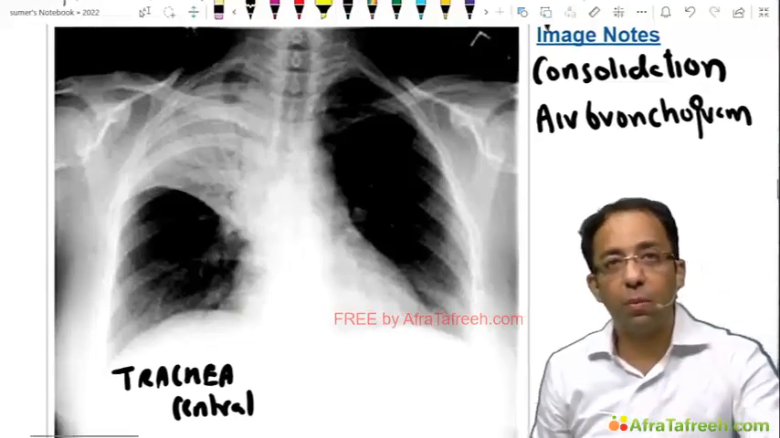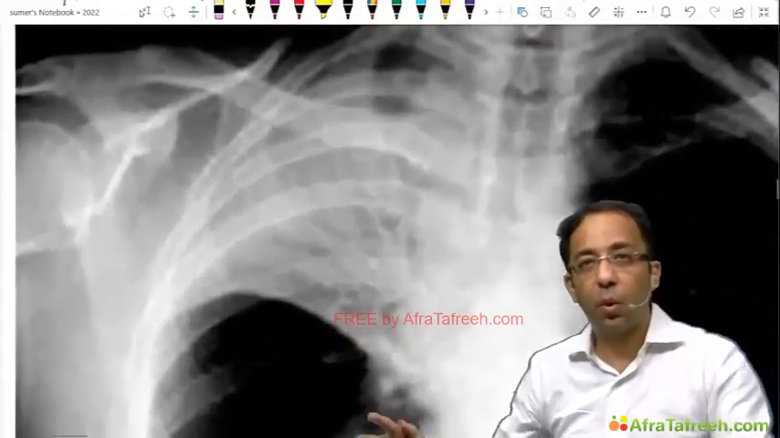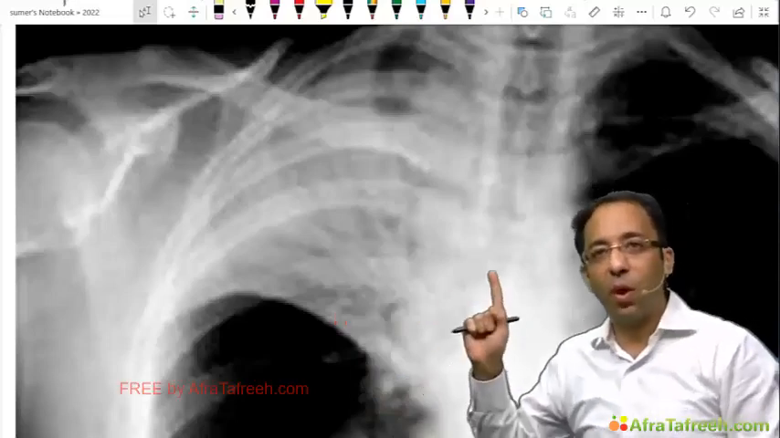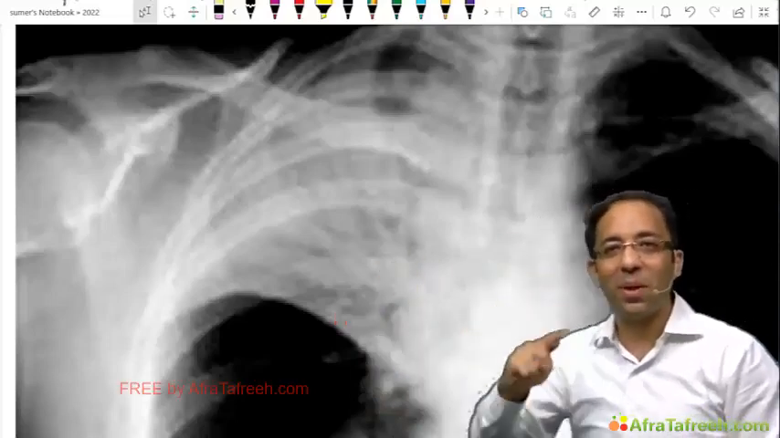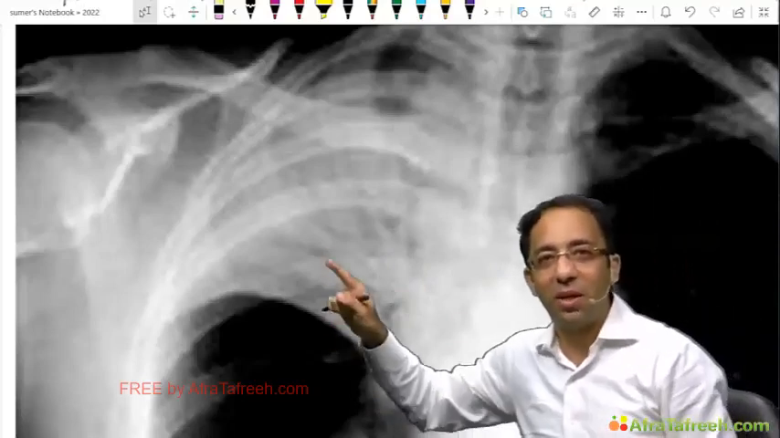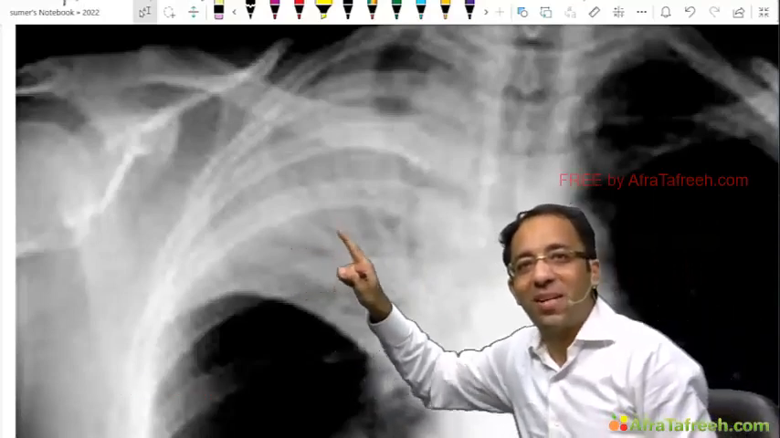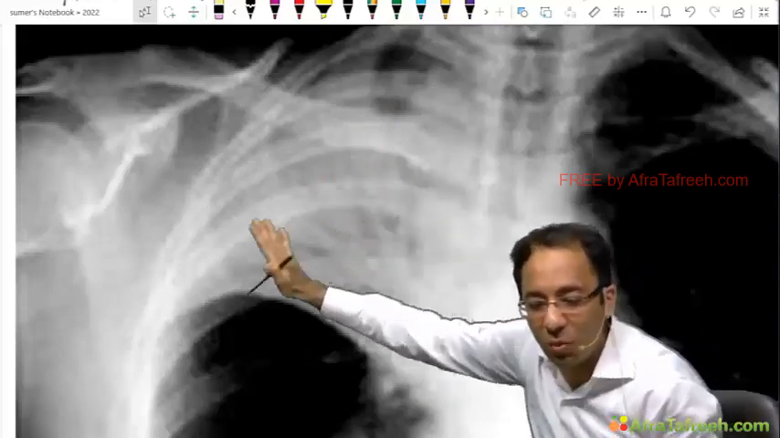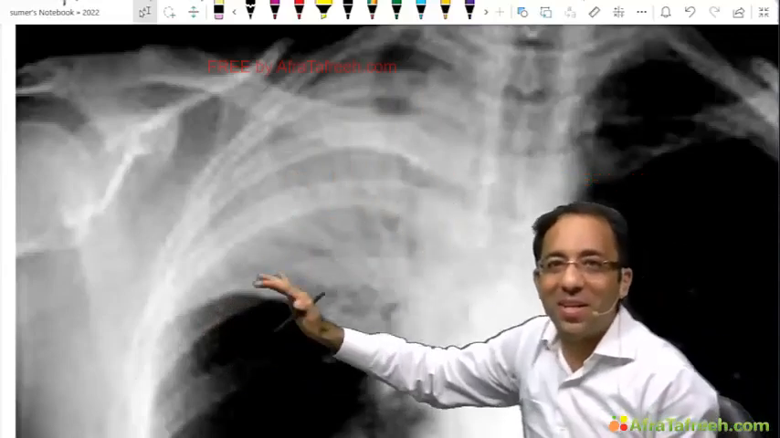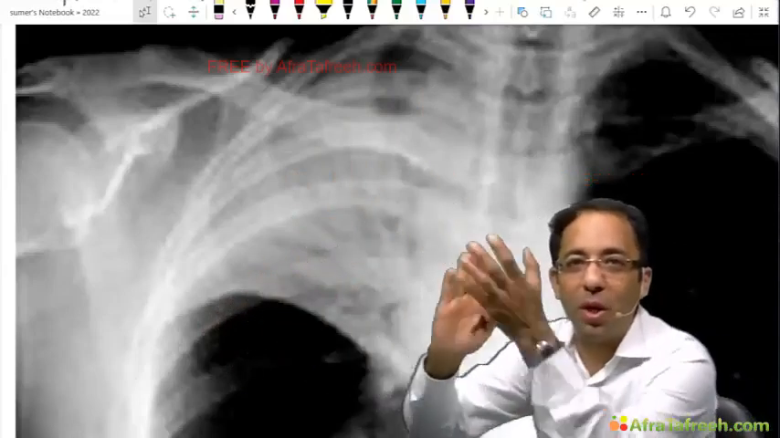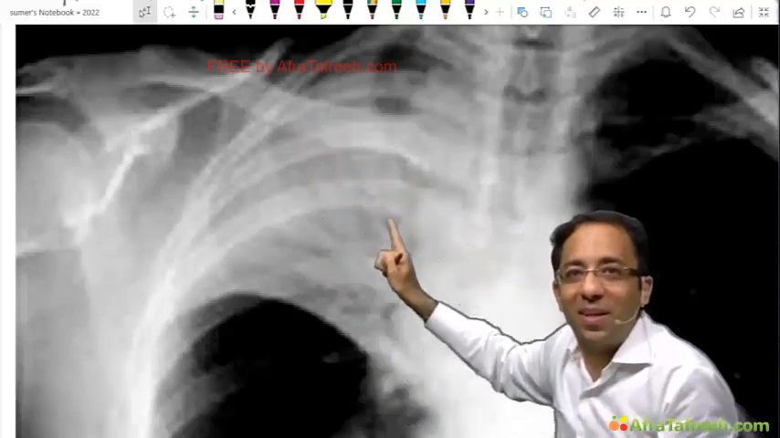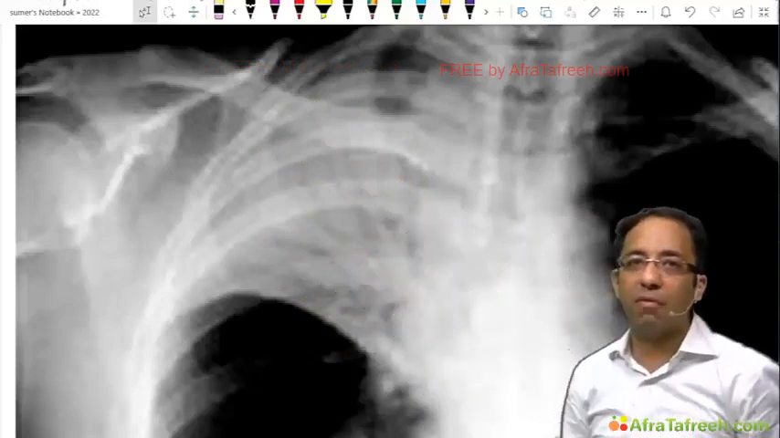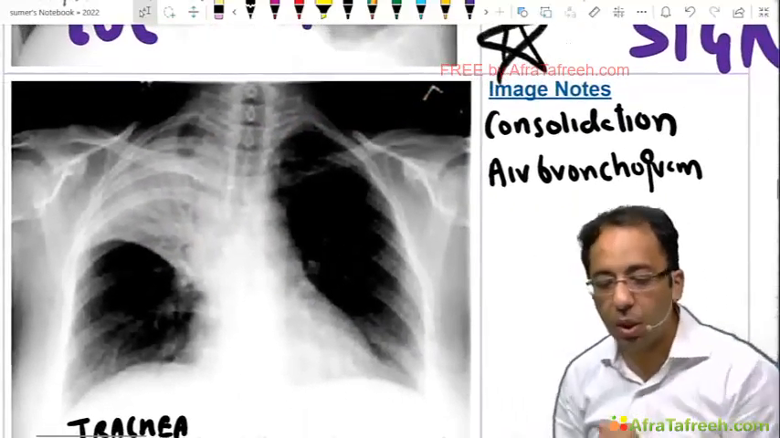I'm zooming the image and I want you to look at this area. Everyone, look at this. Anybody who could take this picture, share it with me. Now tell me, can you see these air-filled bronchi? The disease is white, but it is not totally white. In between, you can see tubular air-filled bronchi. This is called air bronchogram.